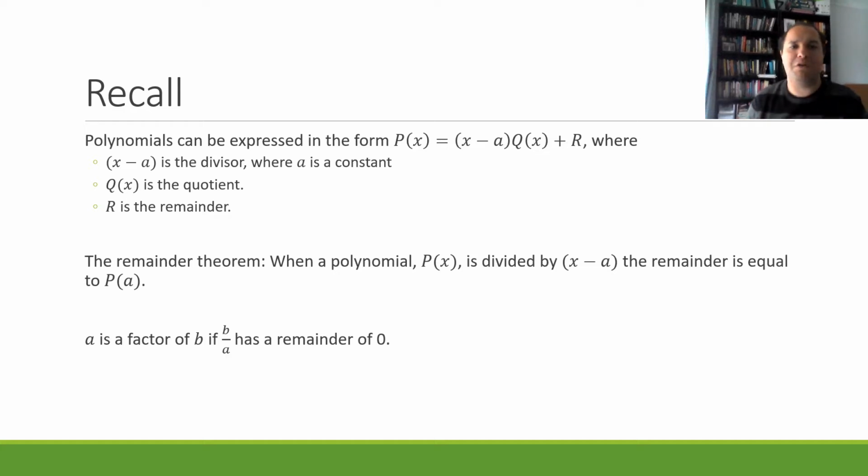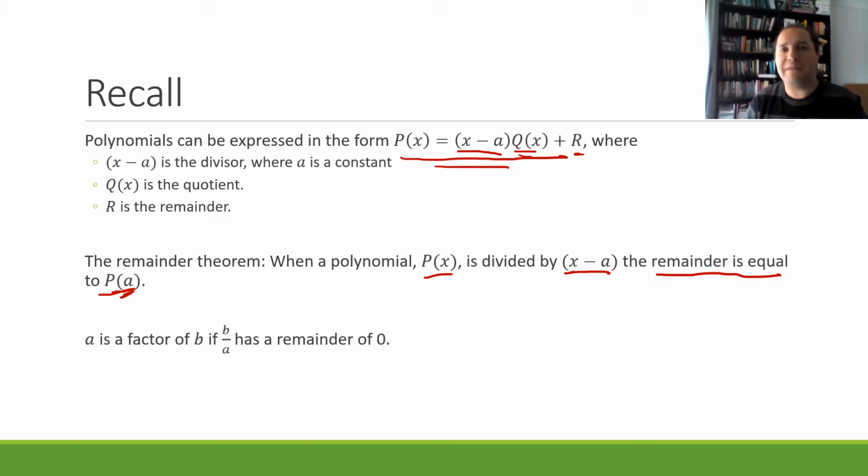So some things to recall. Going back to our polynomial division lesson, we can express our polynomial of the form p of x equals x minus a, which is our divisor, times q of x, our quotient function, plus r, which is our remainder. Another thing to remember is our remainder theorem. When p of x is divided by x minus a, then the remainder is equal to the value of our polynomial with that a value subbed in.